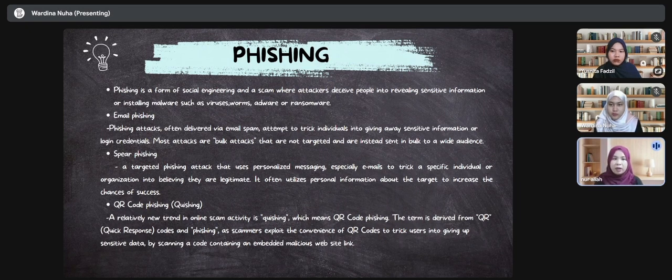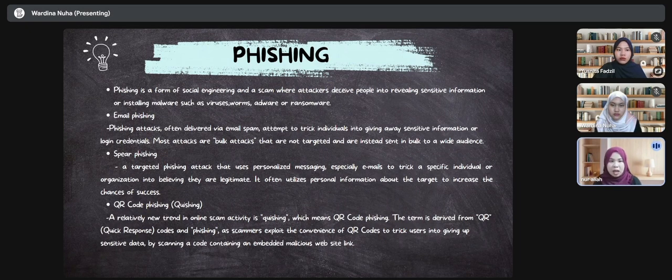So phishing actually has so many types. So I'm going to explain the primary types of phishing, of which I'm only going to explain 3. And the first one is email phishing. So email phishing is an attack often delivered via email spam attempt to trick individuals into giving away sensitive information or login credentials. Most attacks are bulk attacks that are not targeted and are instead sent to a wide audience.